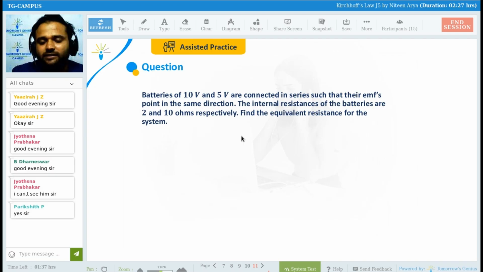Okay, so try this. This is an integer type question. Batteries of 10 volt and 5 volt are connected in series such that their EMFs point in the same direction. The internal resistances of the batteries are 2 ohm and 10 ohm respectively. Find the equivalent resistance for the system. Very easy, and if I'm saying so, it is. Okay, go ahead. And if anyone is not understanding the question, let me know.